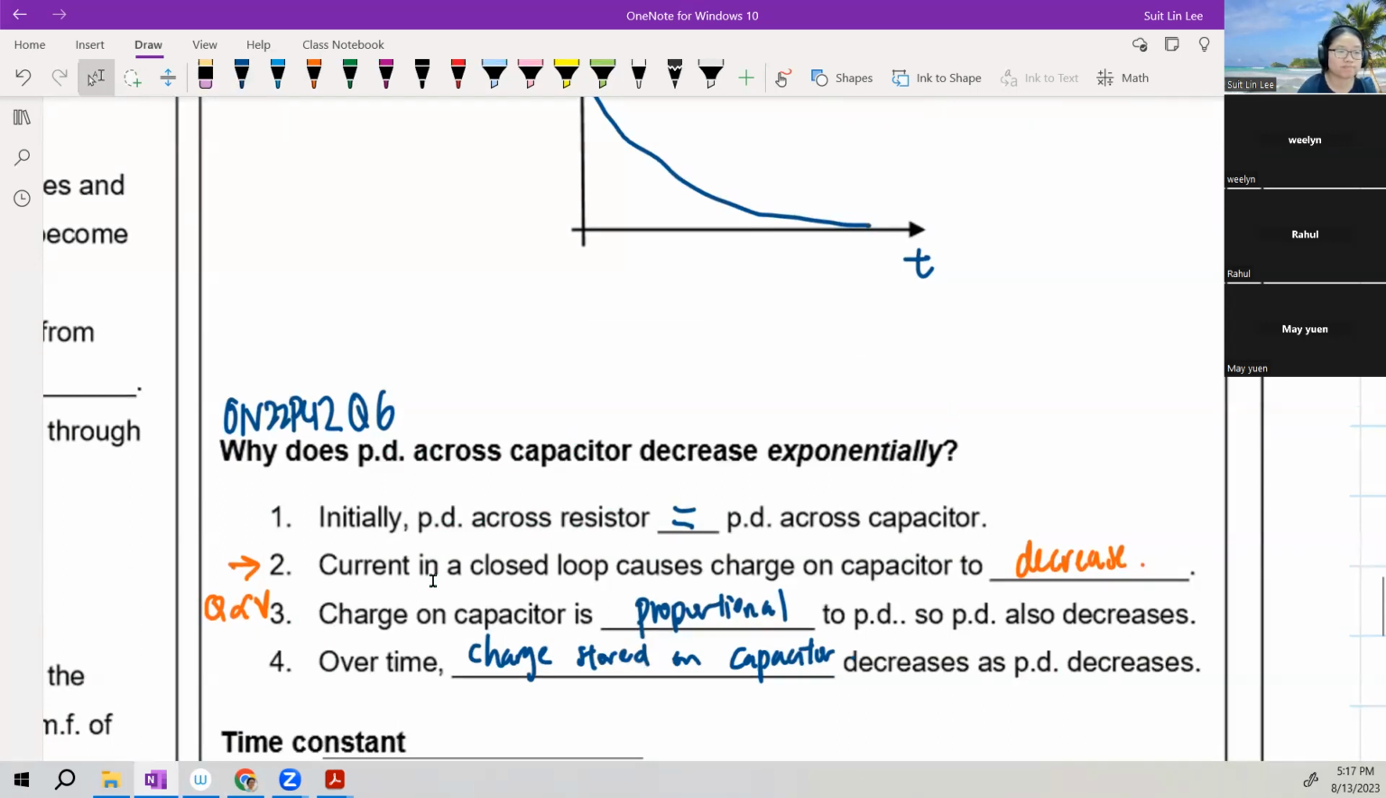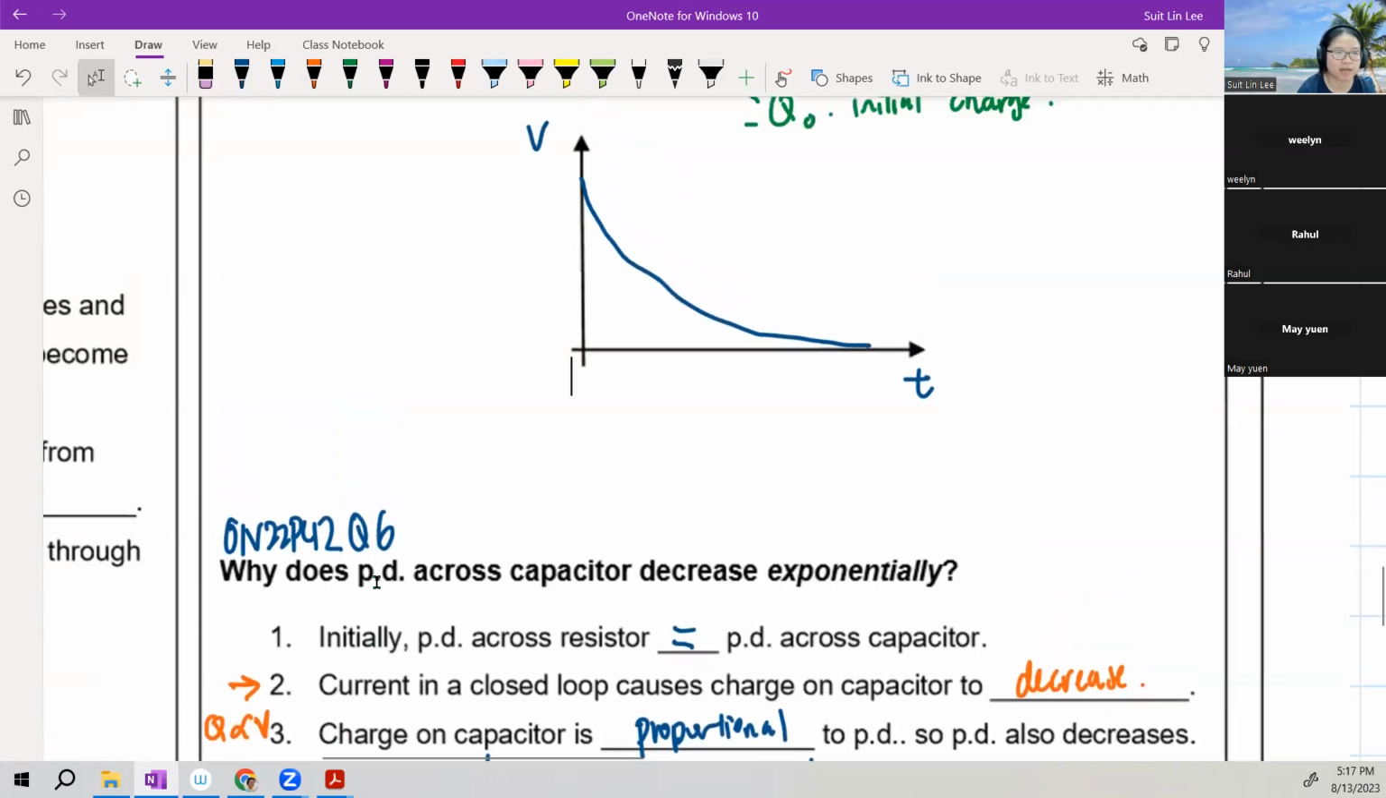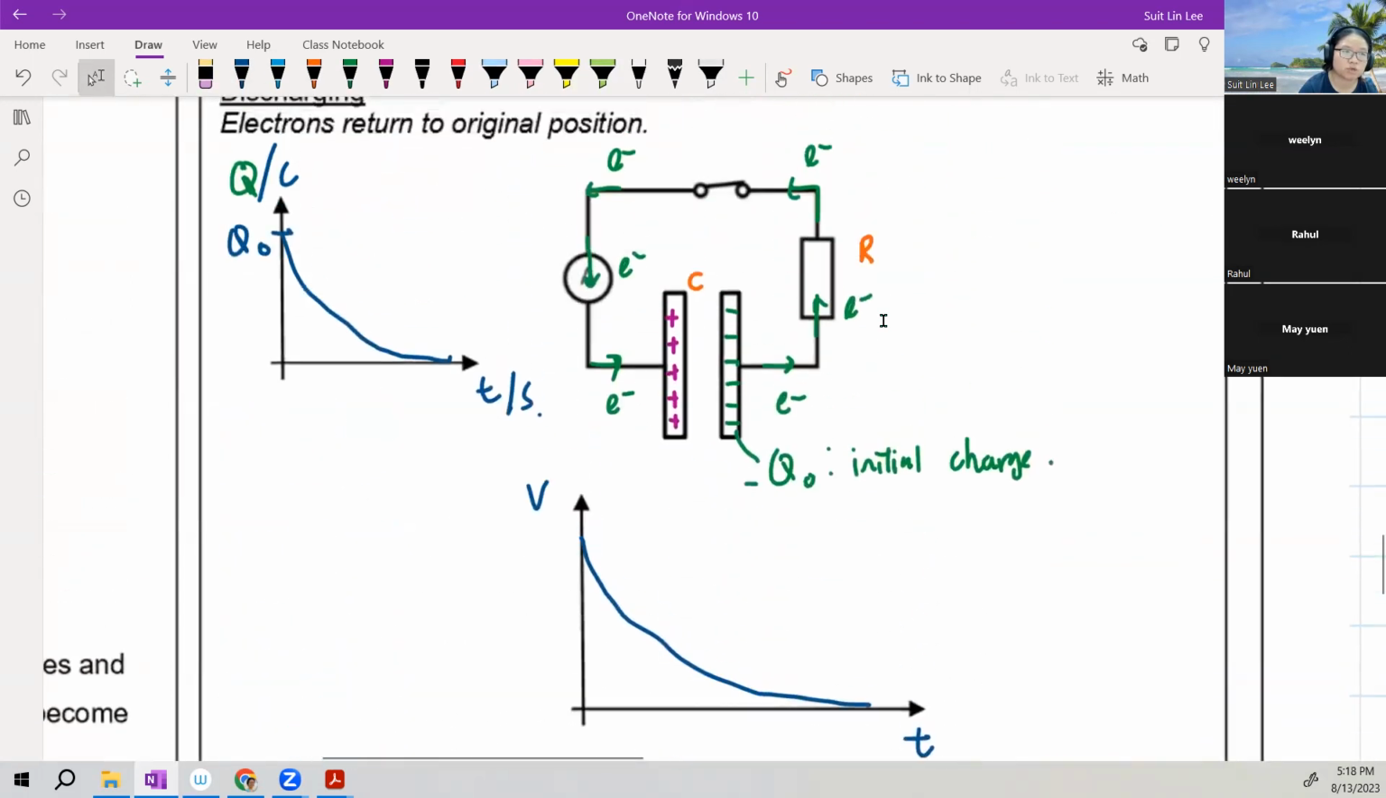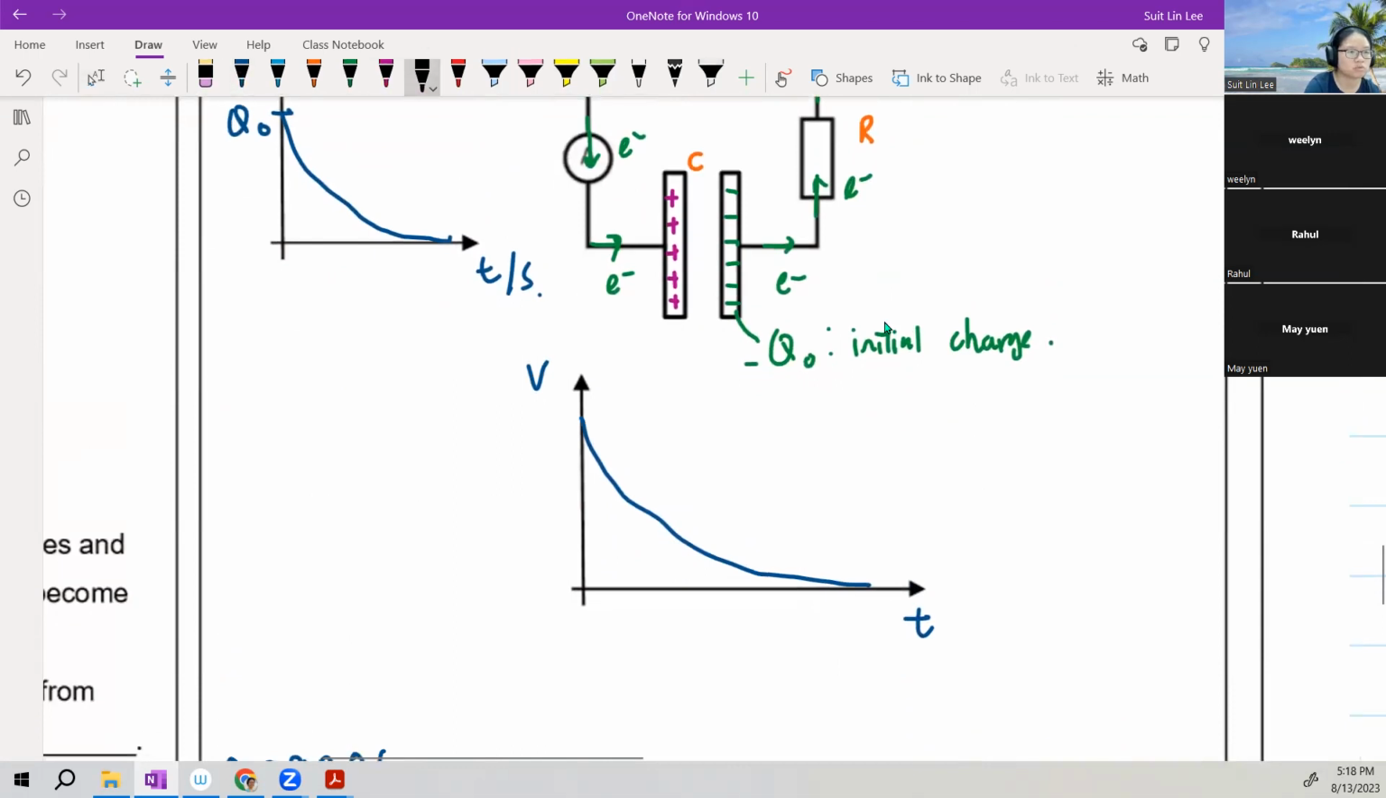All right, so the most obvious one is we expect the potential difference to drop because current will drop. V equals IR, so current will drop. When current drops, the capacitor will lose charge. Charge is also proportional to V, so Q and V should have the same shape of graph. That's why over time, charge stored on the capacitor decreases, PD also decreases. Okay, if you want to, you can also remember the QV graph. This is the third time I draw the QV graph. Proportion.